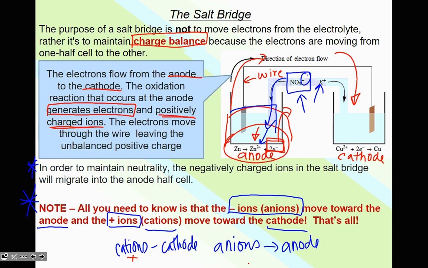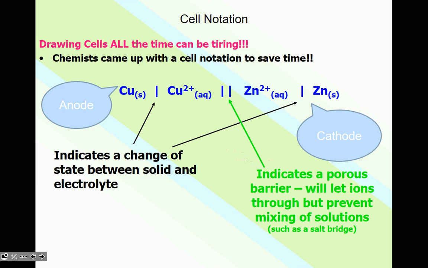Cations are positive ions, anions are negative ions, right? And these are positive ions. So that's all you need to know. You don't need to know what they are, you just need to know that's where they go.